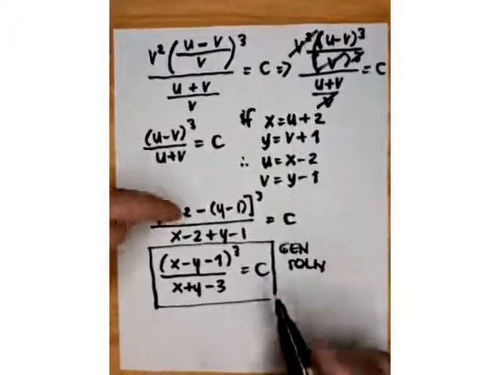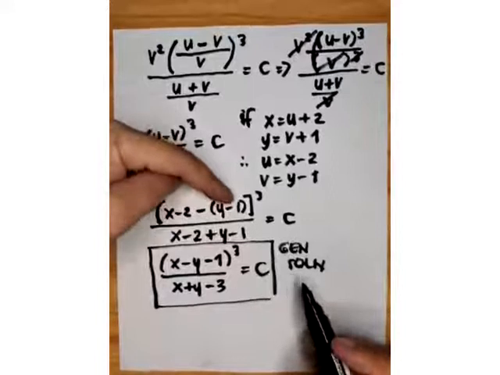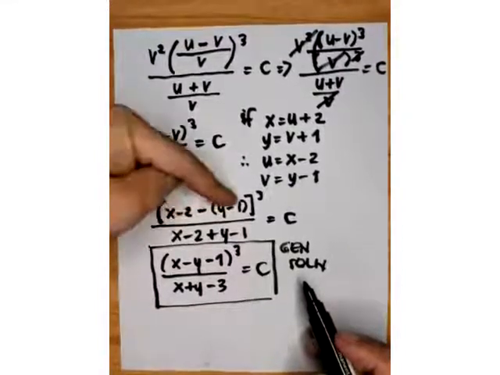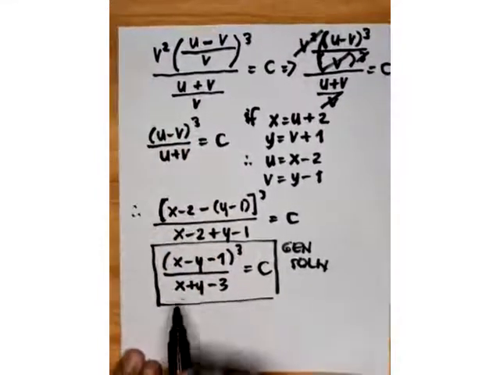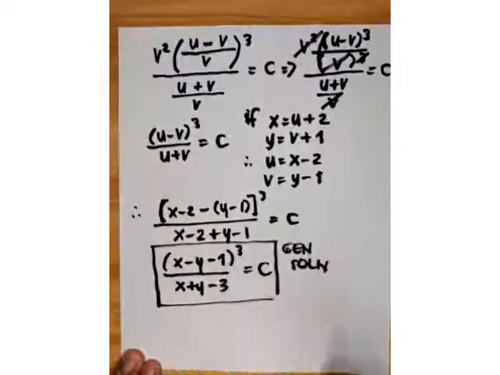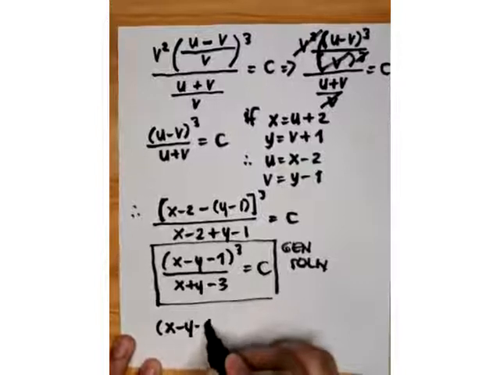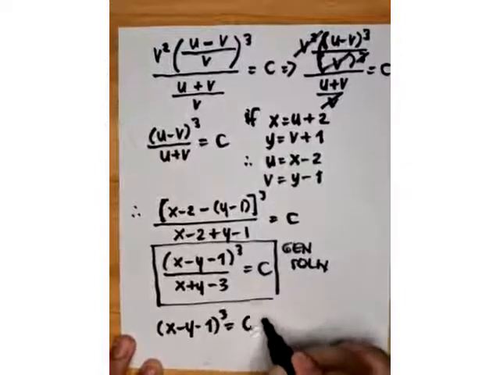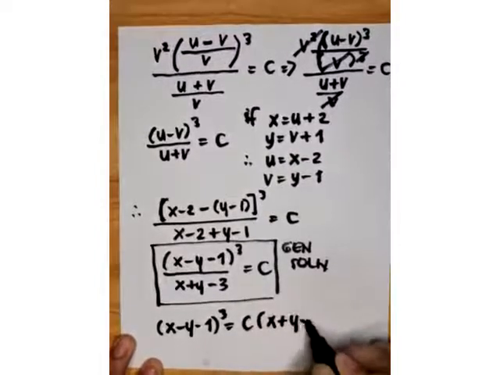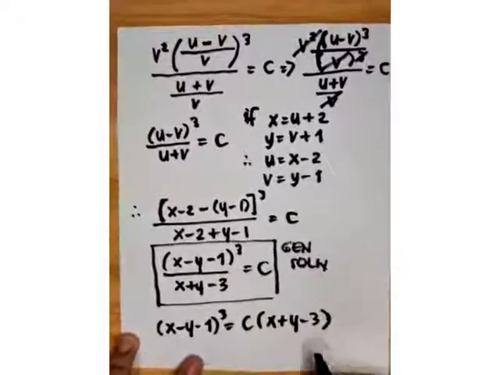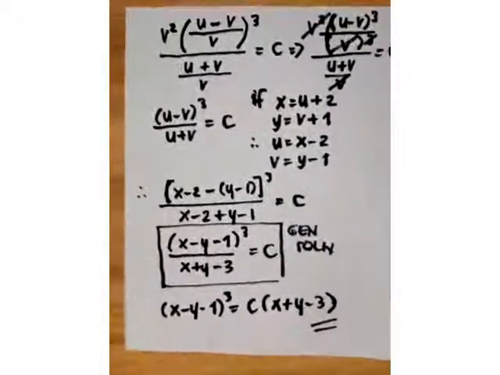Tama ba ako? X minus y, kasi magpa-positive yun. So, negative 2 plus 1. So that is just negative 1. And then x plus y, negative 3. So sometimes they write this as x minus y minus 1 cubed is equal to c times x plus y minus 3. Ayan. So sometimes they write it as this one. Okay. Any question?